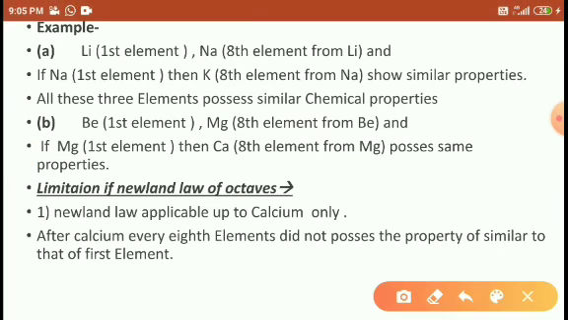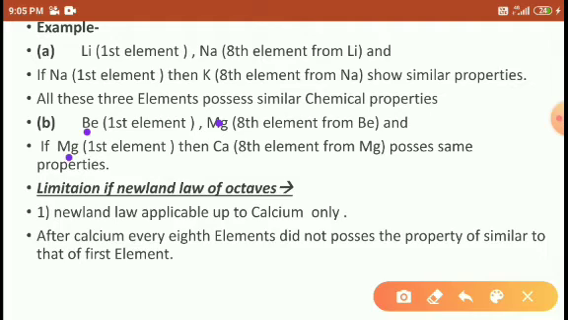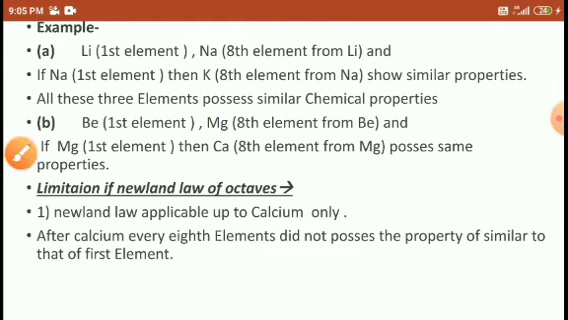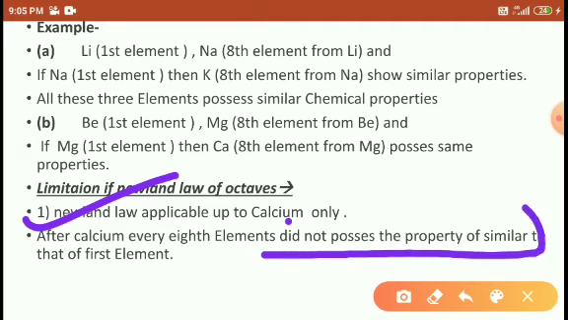So look here: lithium is the first element, and sodium is the eighth element of lithium. Sodium is the first element, potassium is the eighth element of sodium. Right, and they exhibit similar properties. Beryllium is the first element, magnesium is the eighth element of beryllium. Magnesium is the first element, calcium is the eighth element of magnesium. Right, so he prepared it like this, but this theory is applicable only up to calcium. After calcium, the elements did not possess similar chemical properties.